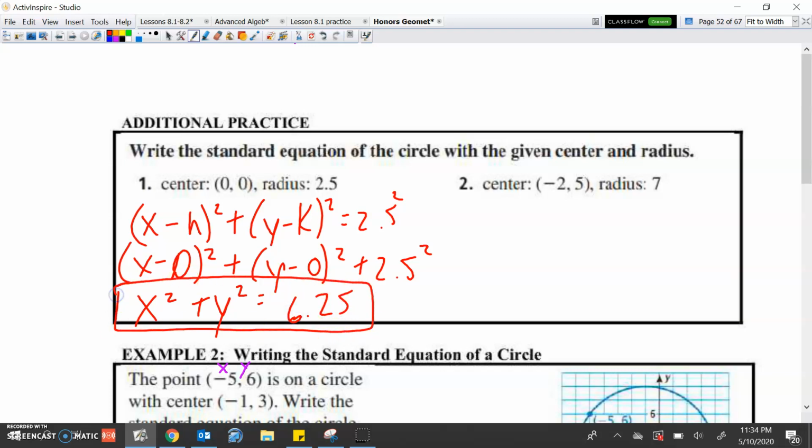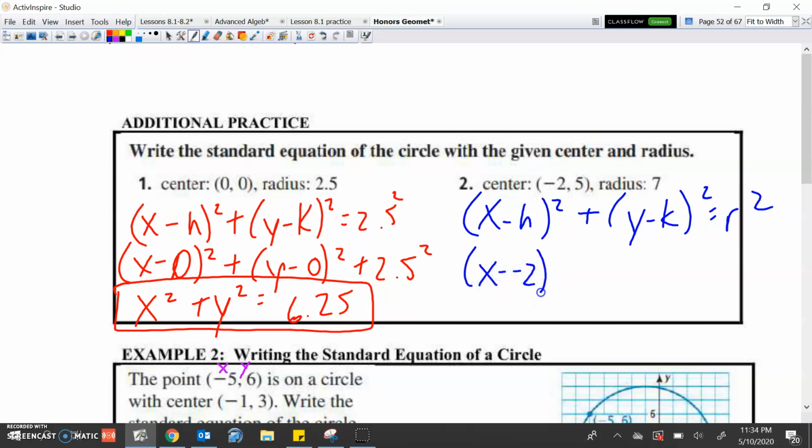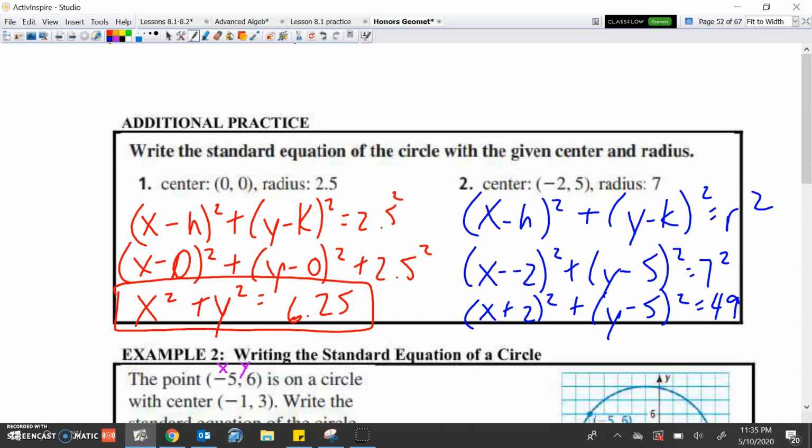Now the next one doesn't have it centered at the origin, so again, just x minus h squared. I would recommend you write this a few times. That's why I'm writing it, just so that you get the familiarity with seeing it a lot. The more you see it, the better it goes. So this is going to be x minus negative 2 squared plus y minus 5 squared equals 7 squared, which in the end becomes x plus 2 quantity squared plus y minus 5 quantity squared equals 49. There's our equation. Okay. All right, now let's move on to the next parts.